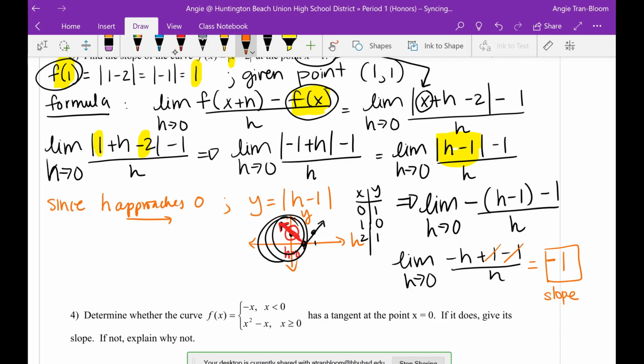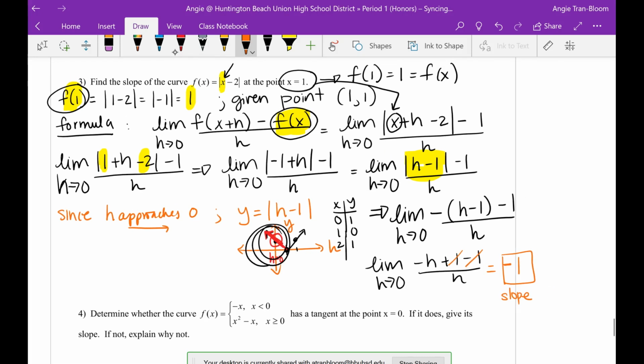Okay, so what's difficult about this is because of that absolute value. The absolute value will always give you two sides. One of it is positive, one of it is negative, and you need to know when to use what. Okay, so there you go. You can always listen to this again on YouTube. Okay, so that's how we find a slope at a given point, 1 point.